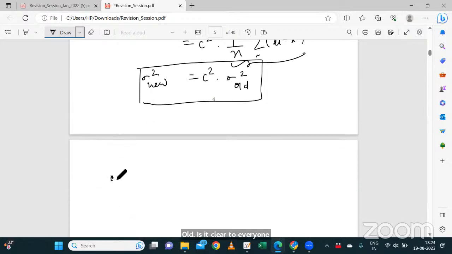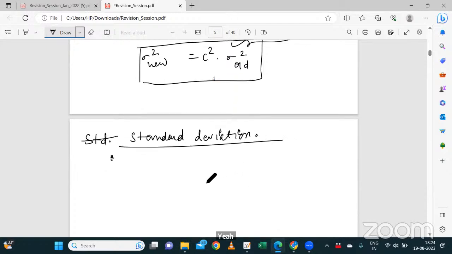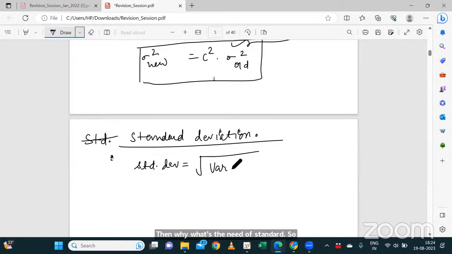Now, the next concept is standard deviation. What is standard deviation? The square root of the variance. So why are we taking the square root of the variance? If I have variance, then what's the need of standard deviation? We are just taking the square root of it. But why? What's the need?